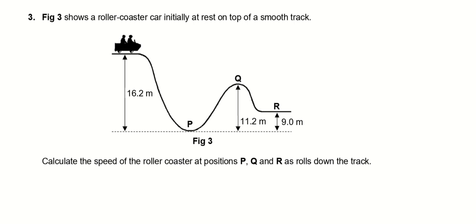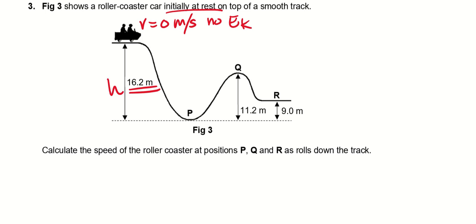Question 3 actually shows a roller coaster initially at rest. Now, this is important. This tells me that initial velocity is 0, and therefore no kinetic energy, no energy in the kinetic store. However, I recognize that there is a height above ground. So this is going to be my h. If it has such an h, then there's going to be energy in the gravitational potential store, which I can find. And I recognize that this height is actually the highest. That means the energy in the gravitational potential store is the maximum.